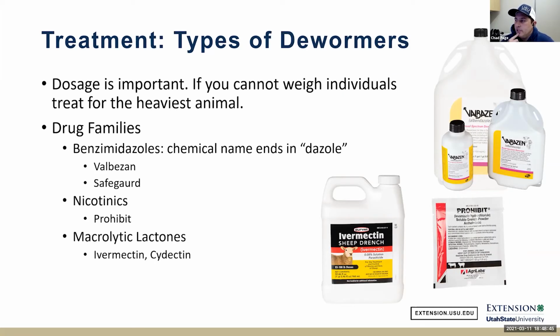So the way we can treat these particular worms is through a variety of dewormers. And when we do this, we should generally dose on the weight of our animals. But if we can't weigh all of our individual animals, treat for the heaviest animals because we don't want to be underdosing. There are really only 3 main families of drugs that we deal with. There are a large variety of different marketed drugs, but many of the active ingredients that kill our parasites are in these 3 main families. So there's benzimidazoles, which includes Valbazen or SafeGuard, nicotinics, which includes Prohibit, and macrocyclic lactones, which is ivermectin and Cydectin. Okay, and many of these work pretty well, depending on whether those parasites have gained any resistance to these drugs. We'll talk about that in just a sec.